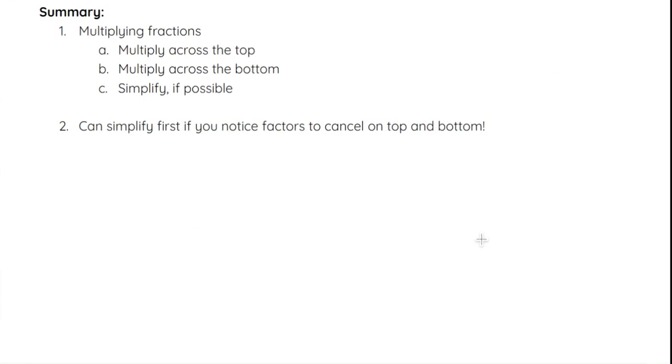So in summary, with multiplying fractions, we multiply across the top and we multiply across the bottom, and that is our new fraction. We do want to simplify if at all possible. So divide by the same number on top and bottom if at all possible. And then additionally, remember that we can simplify first if you notice the factors that can cancel on the top and the bottom. If you do that, that can often take out the need for having to simplify in the end after you multiply.